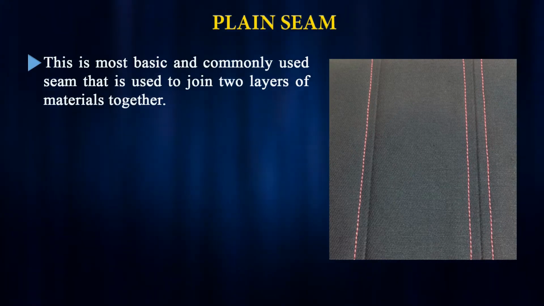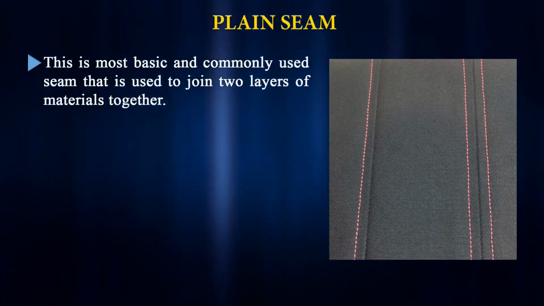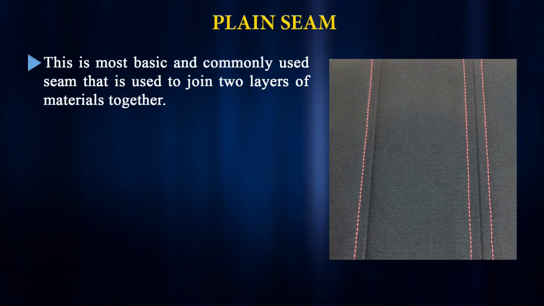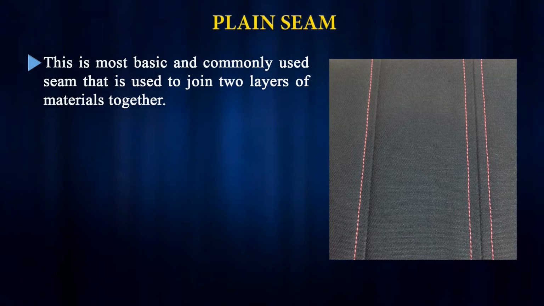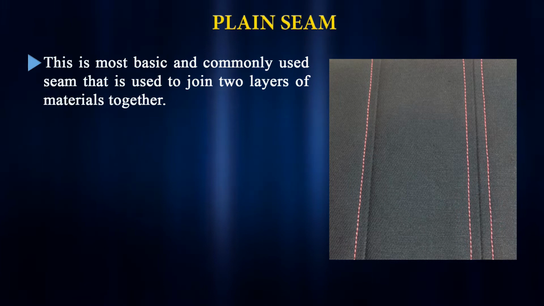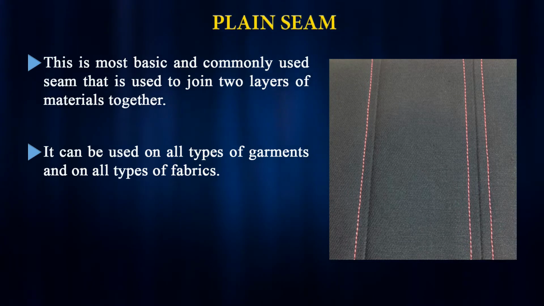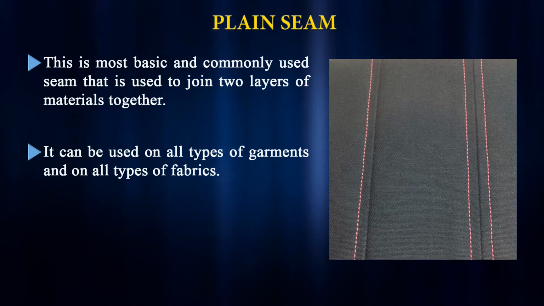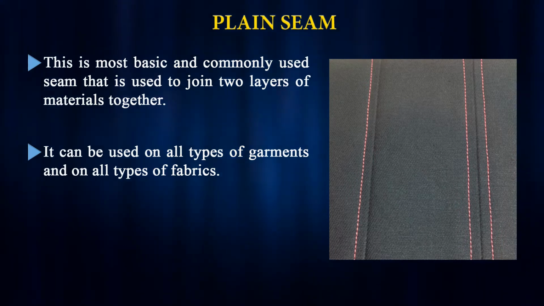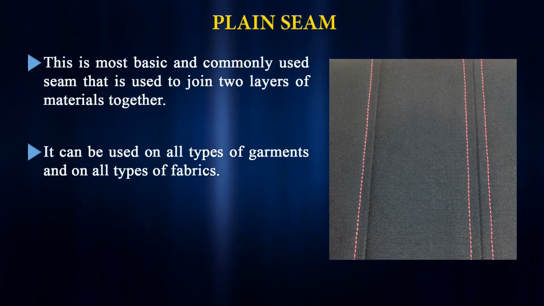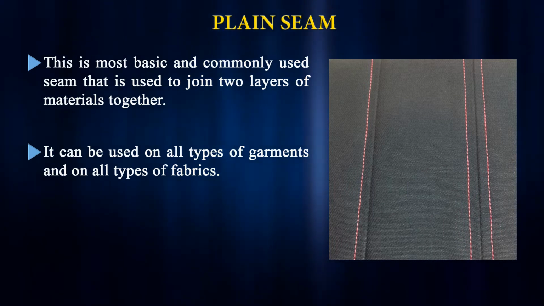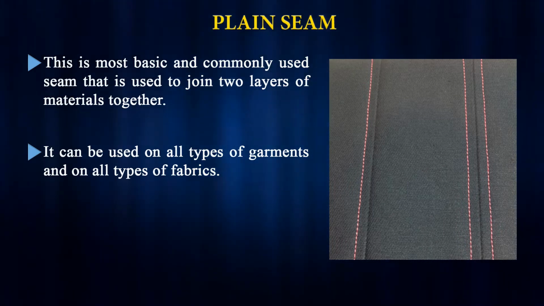This is the most basic and commonly used seam, used to join two layers of material together. The basic seam we start stitching a garment with is the plain seam. It can be used on all types of garments and all types of fabric. It is the basic seam we generally use to join two layers of fabric, and we can use it on each type of fabric or each type of garment we want to construct.